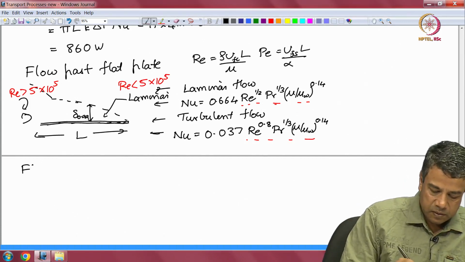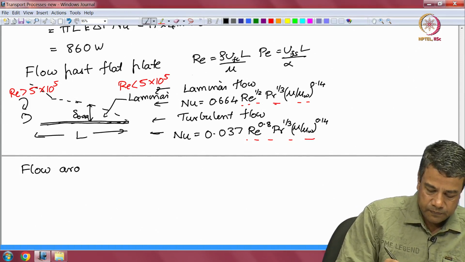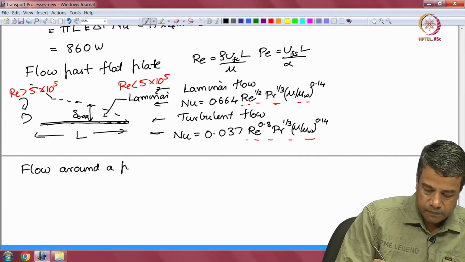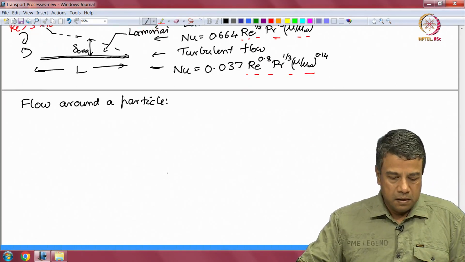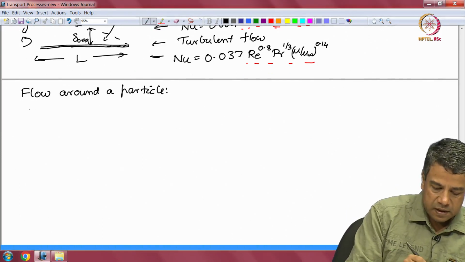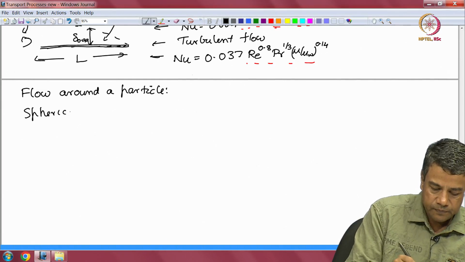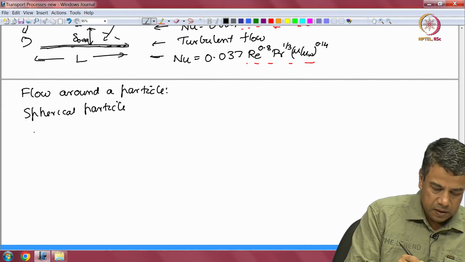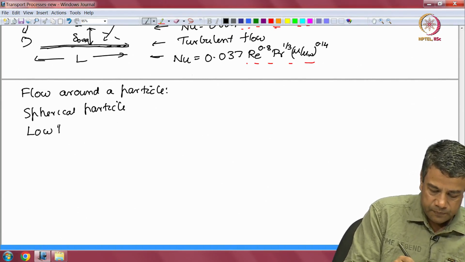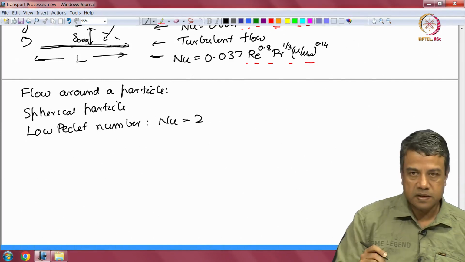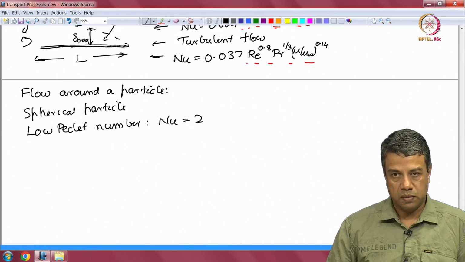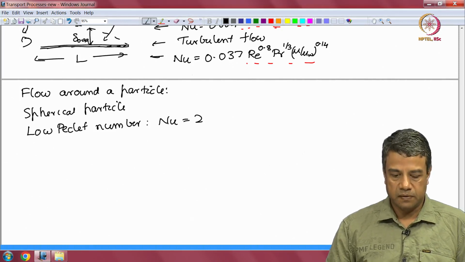Then finally, we come to flow around a particle. We had already discussed the spherical particle, low Peclet number. The Nusselt number is a constant for a spherical particle. That constant is equal to 2, that we had already discussed for the low Peclet number limit.